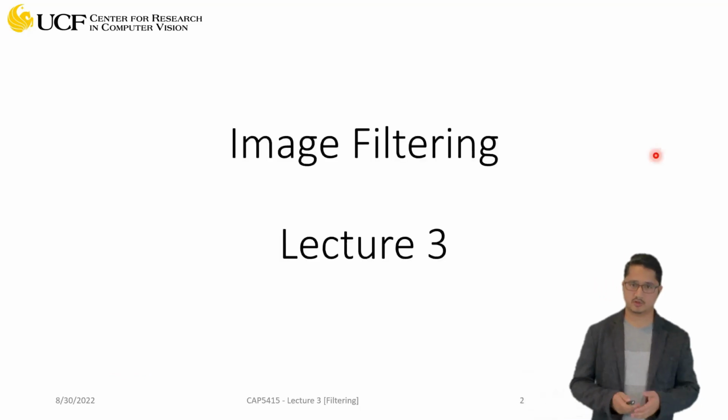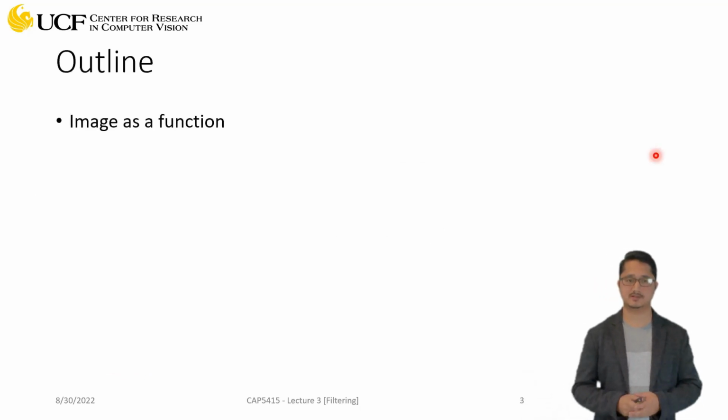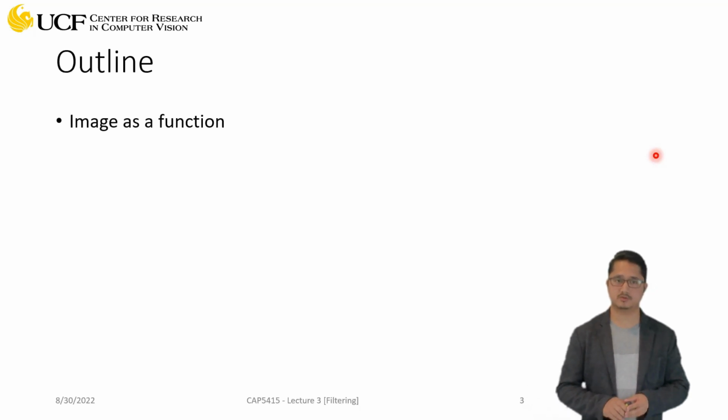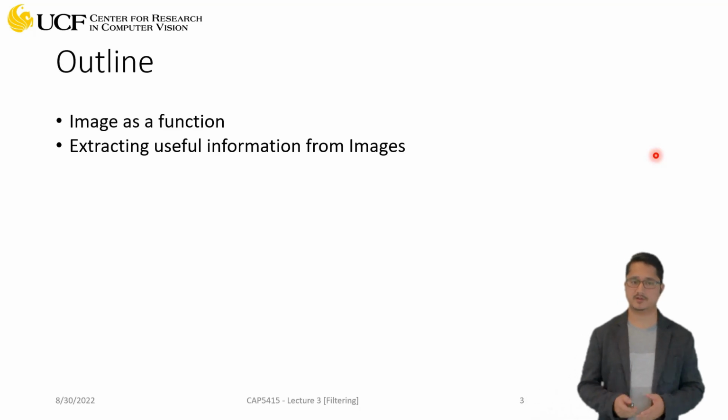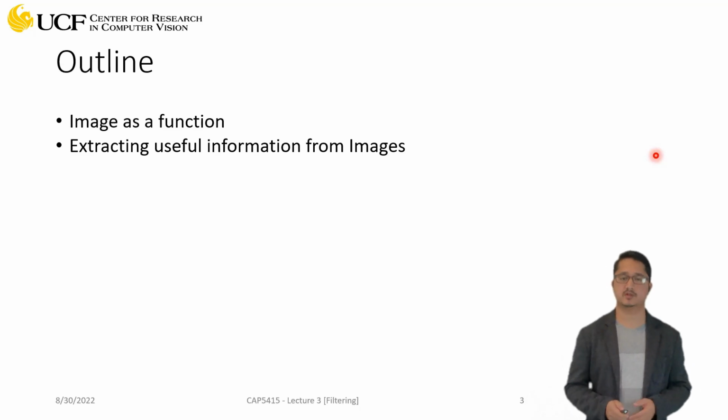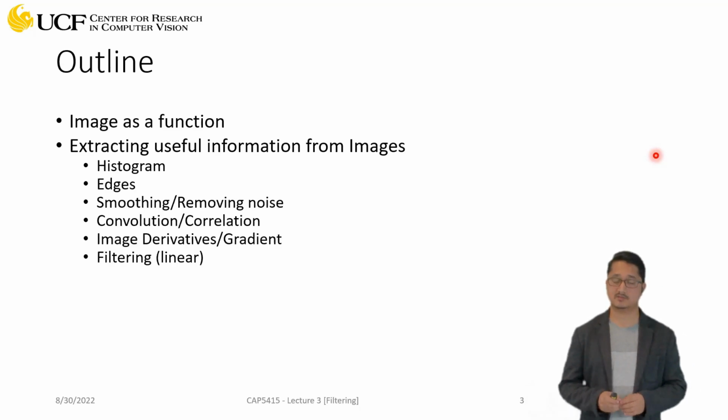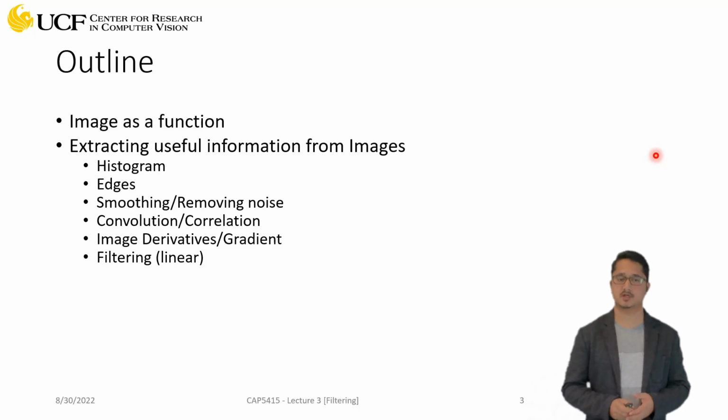In this lecture, we'll talk about image filtering. And this is the outline. First, we'll talk about how we can represent images as a function. And after that, we'll talk about how we can extract useful information from these images. And this will cover a histogram of images, how we can extract edges, how we can smooth noise in the images. We'll cover two important concepts, convolution and correlation.